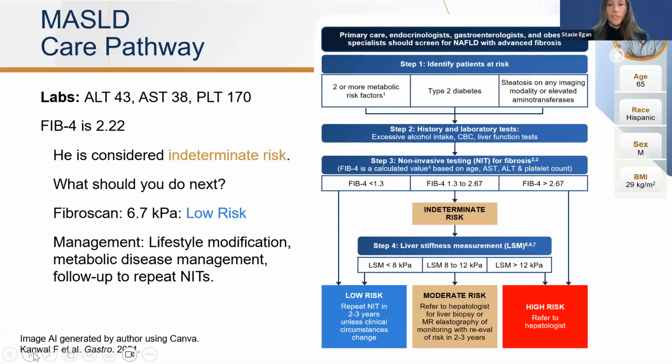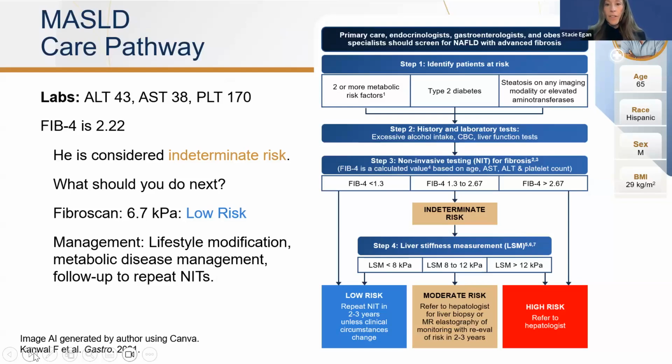So if they end up like Albert with a liver stiffness measurement of less than 8, then we can repeat the non-invasive testing in 2 to 3 years, or use your clinical judgment. If you feel like this is someone that might progress more quickly, you can do more testing in a year. That's what I usually do.